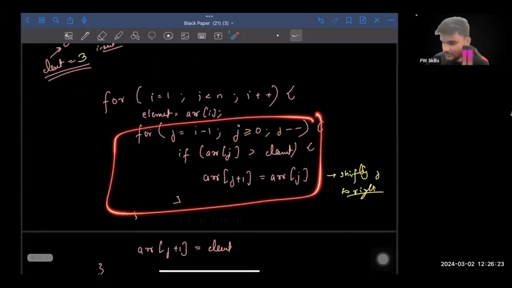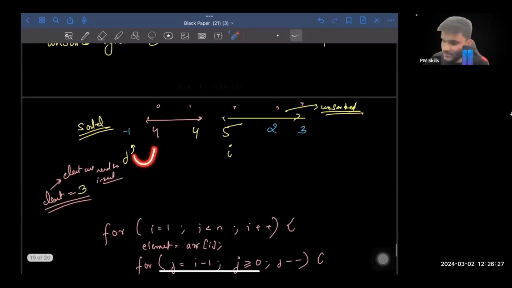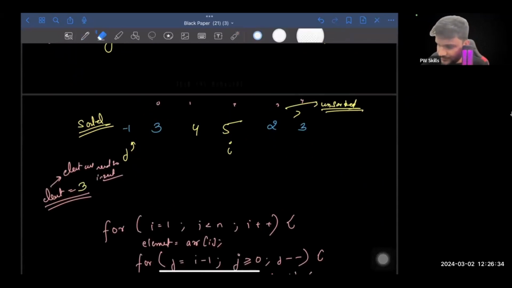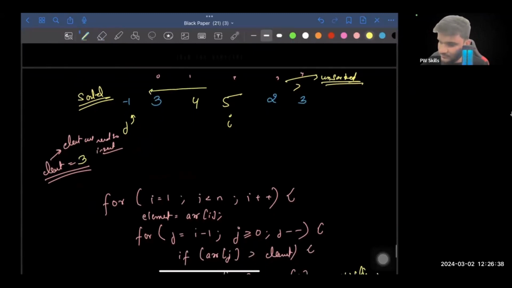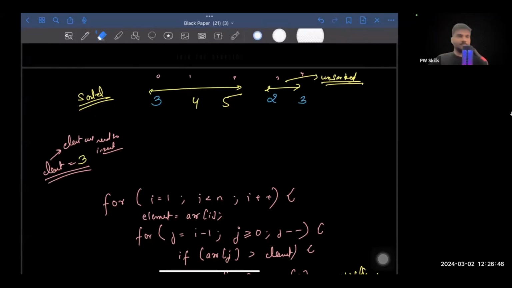And the moment we stop the loop, we'll do ARR of j plus 1 is equal to element. What is j plus 1? It is 0. So here you need to put 3. So we'll put 3 here. And can you see now the sorted region has expanded and the unsorted region has shrunk. Let's try it again. Okay, let's do it again.